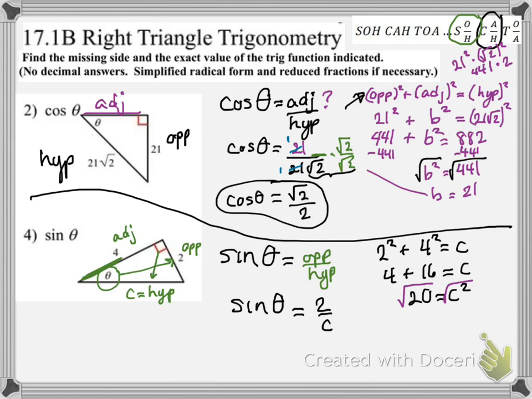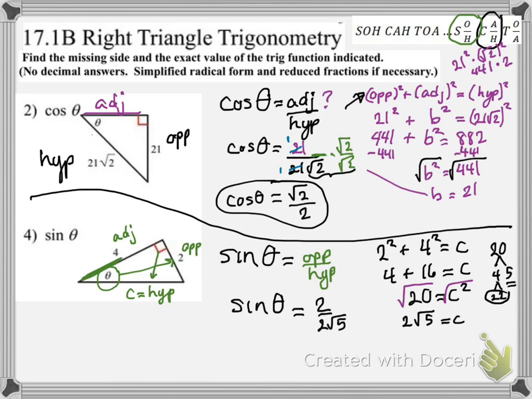Okay, square root of 20. 20 is 5 times 4. 4 is 2 times 2. I have a pair of 2's, so a single 2 comes out, and the leftover 5 stays inside, equals my C. That's my hypotenuse. Let's take out this letter C, and let's put in 2 square root of 5.